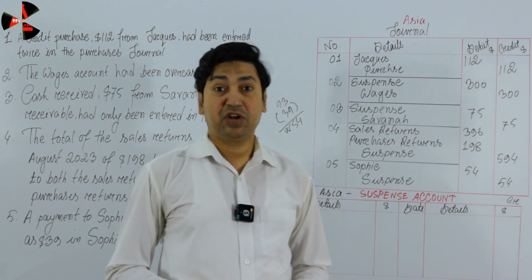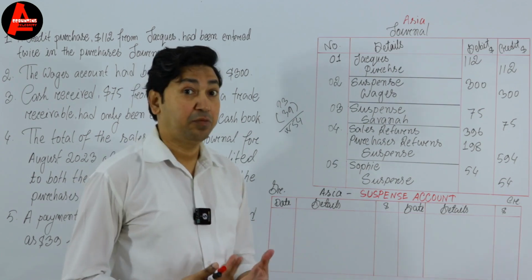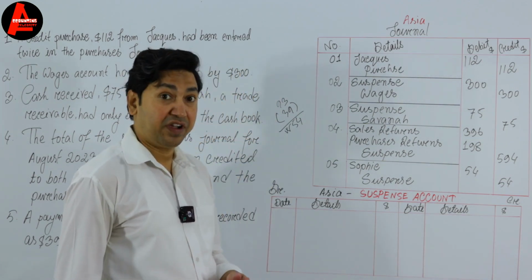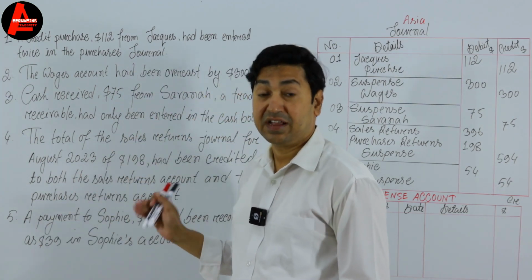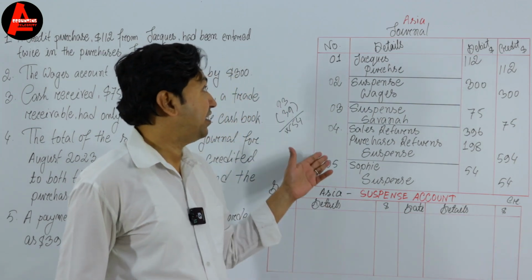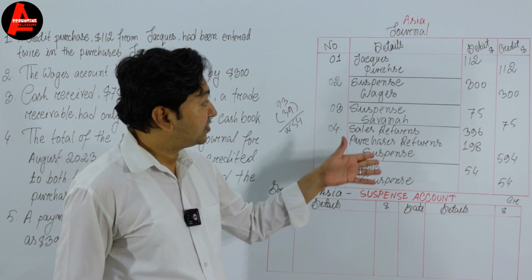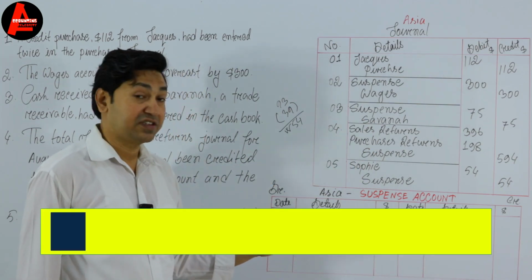This is the second part where I'll show you how to prepare a suspense account. And most importantly, in the first part, we rectified 5 errors. Here are the transactions, the mistakes, and we rectified them here in the journal account. So now from these transactions, the rectification of errors, we will prepare the suspense account.